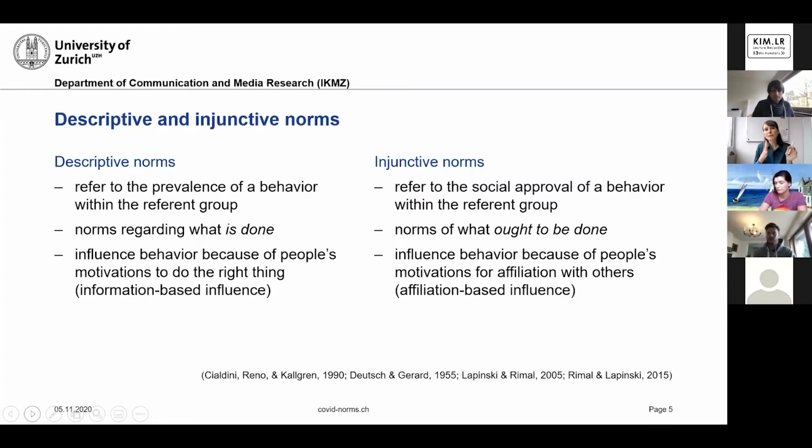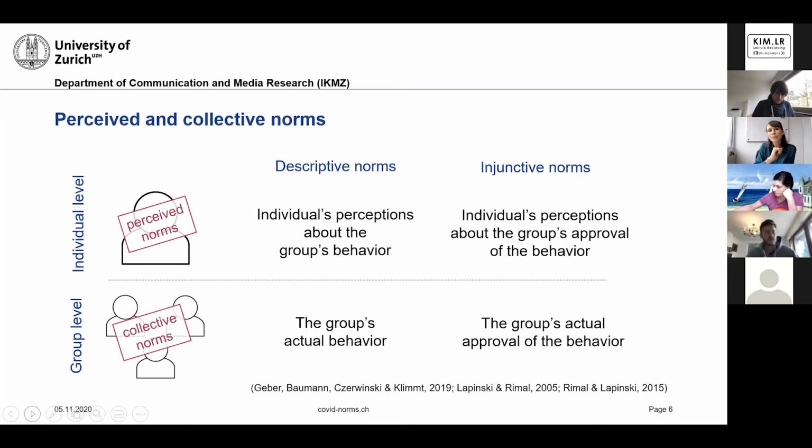And these different components of norms can be differentiated with regard to whether they are perceived norms and are located on the individual level, or whether they are collective norms that pertain to the group level. Perceived norms actually refer to the perceptions of individuals about the group's behavior and the group's social approval of the behavior. Most behavioral theories, like the theory of planned behavior, for example, refer to these kinds of normative perceptions.